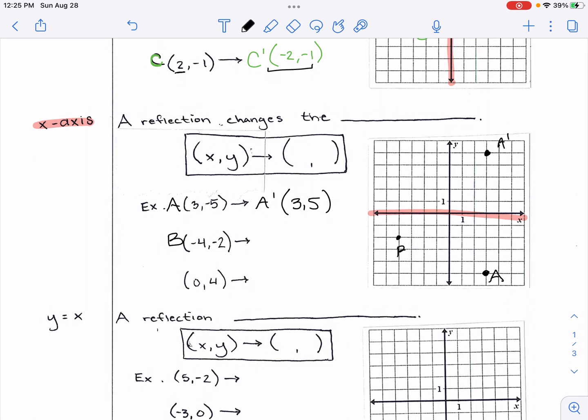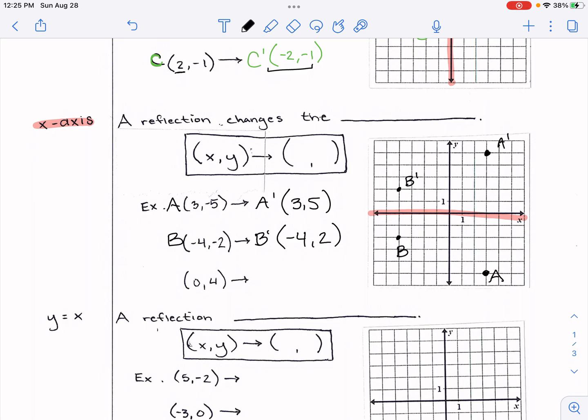We'll put B. Since this is 2 below the line, that means when I reflect it, it'll be 2 above the line. All right, so that's B prime. That is the coordinate negative 4, positive 2. And hopefully you can see some differences that are happening right there.